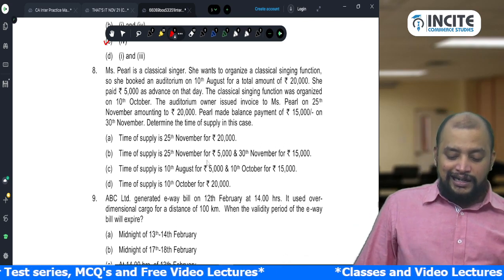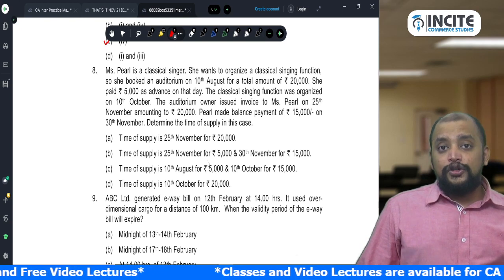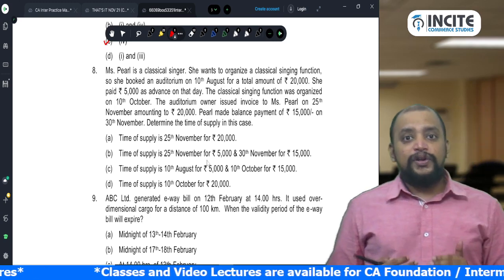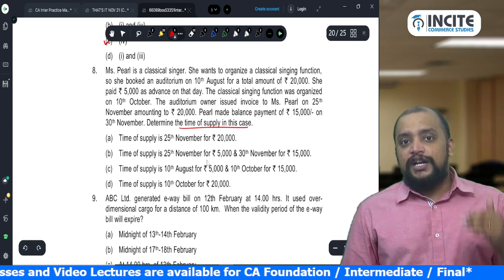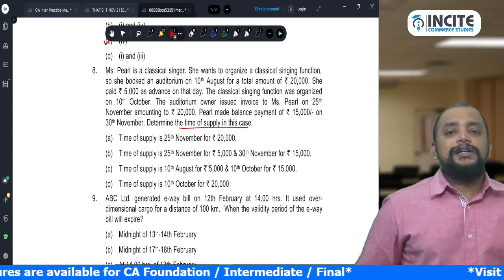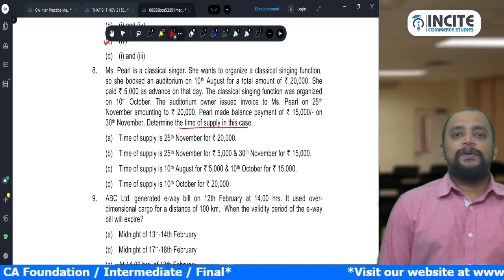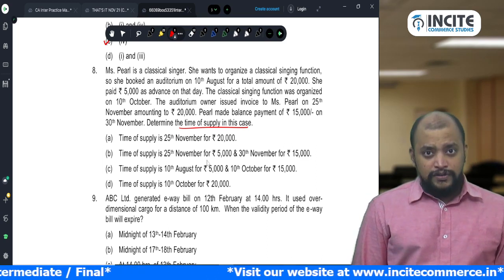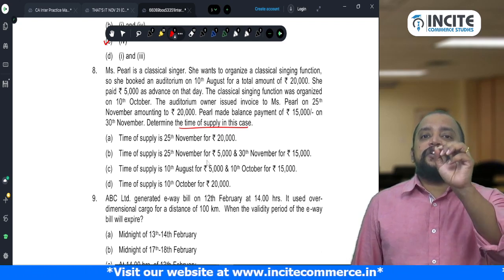First, she is a classical singer and she wants to organize a classical singing function. So she booked an auditorium on 10th August for a total amount of 20,000. She paid 5,000 as advance. So this is what? Goods or service? Supply of services. The question is what? Time of supply. First we need to see whether it is supply of goods or supply of service. Who is the supplier here? That auditorium is the supplier and Miss Pearl is the recipient. Understood or not? Miss Pearl is the recipient and that auditorium is the supplier. So now in this background, the supplier is providing what? Services. So therefore section 13 subsection 2.